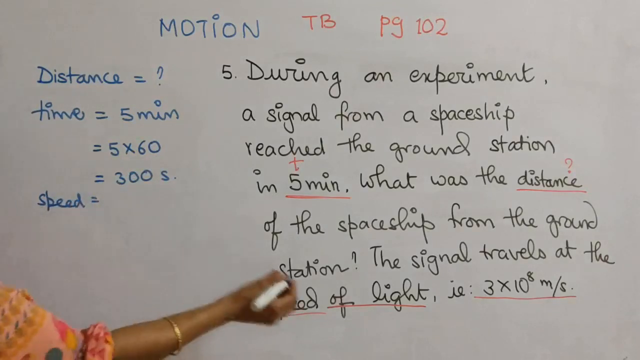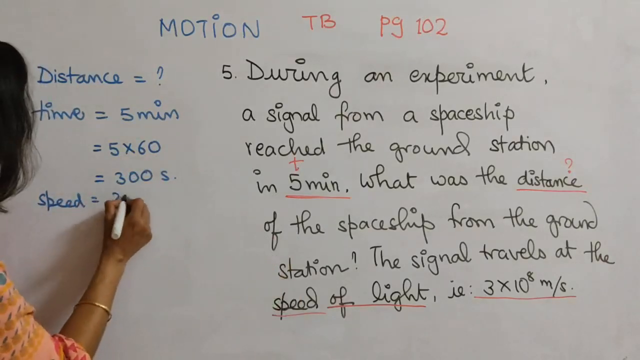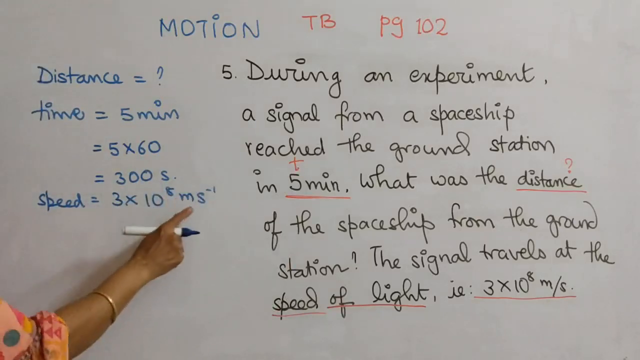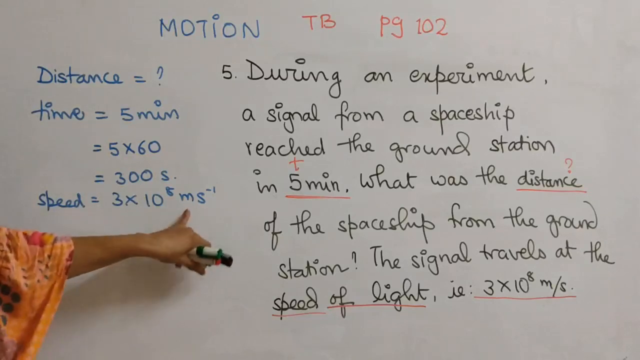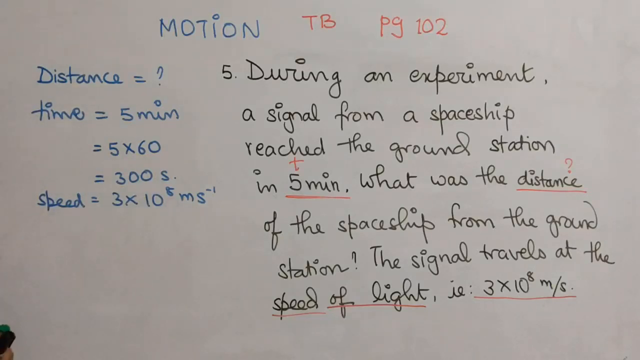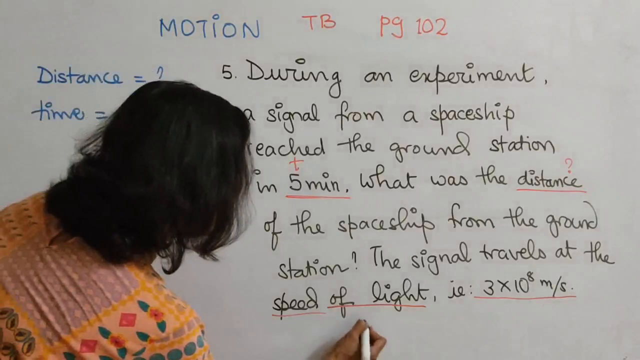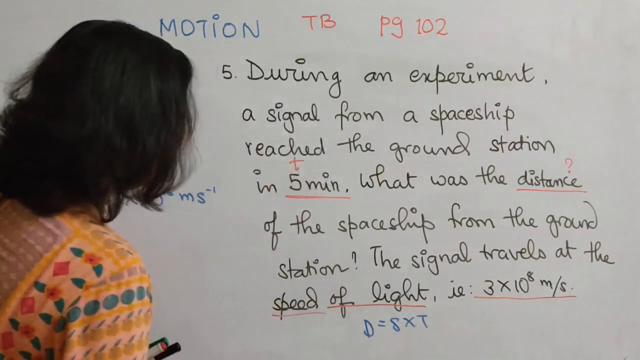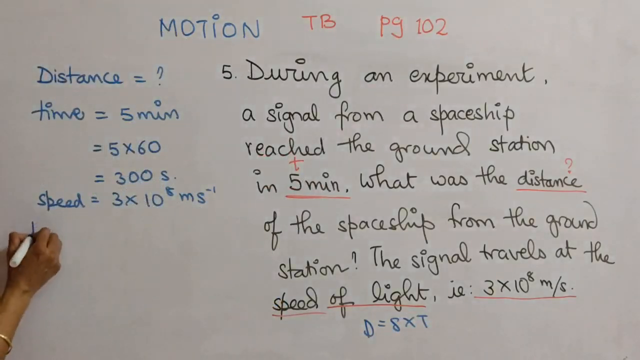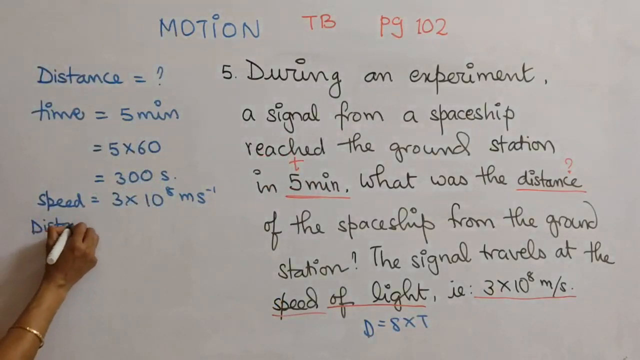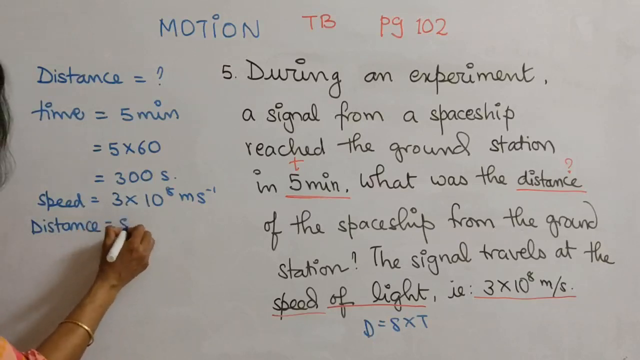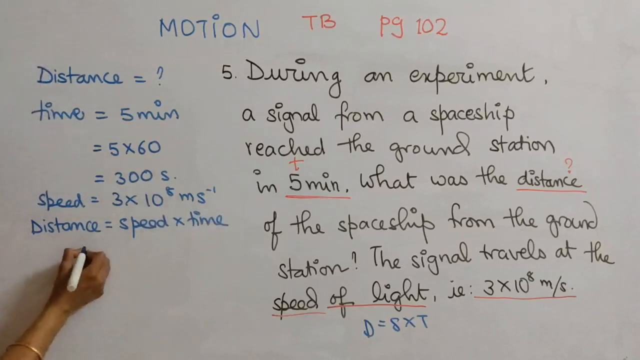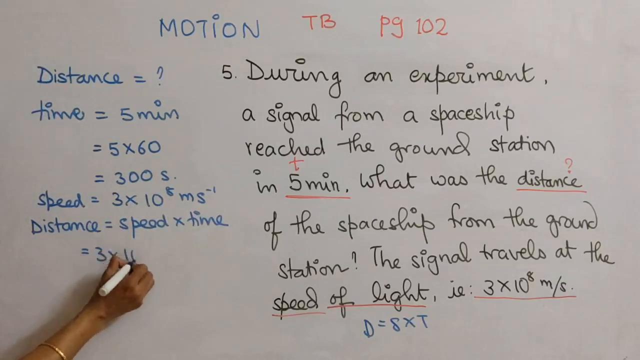Speed is equal to 3 into 10 raised to 8 meters per second. We need to learn and get habituated to this form. Right. So you know that distance is equal to speed into time. So we will use that formula over here. Distance is equal to speed into time. So that is going to be 3 into 10 raised to 8.